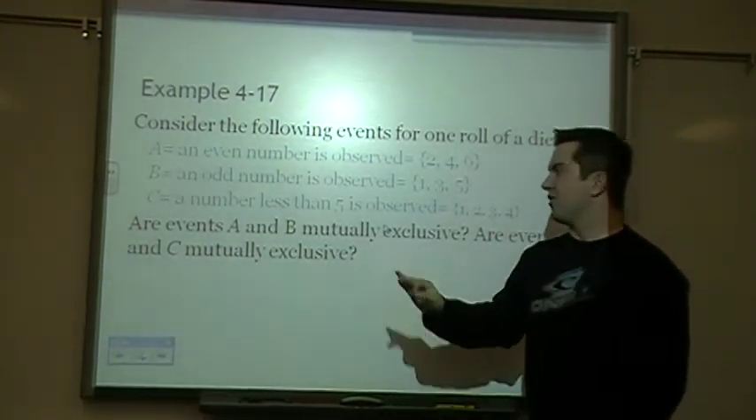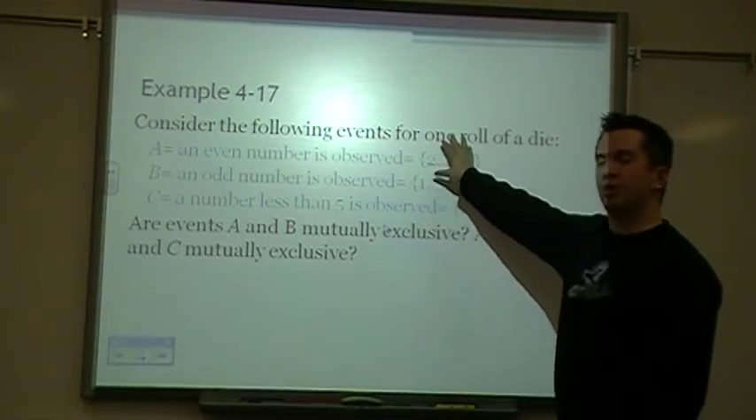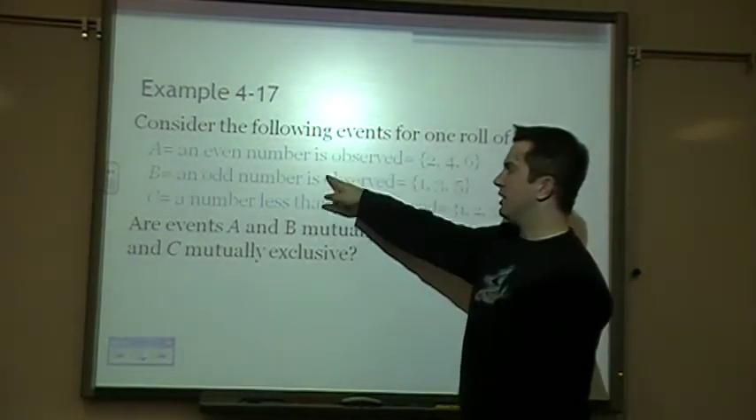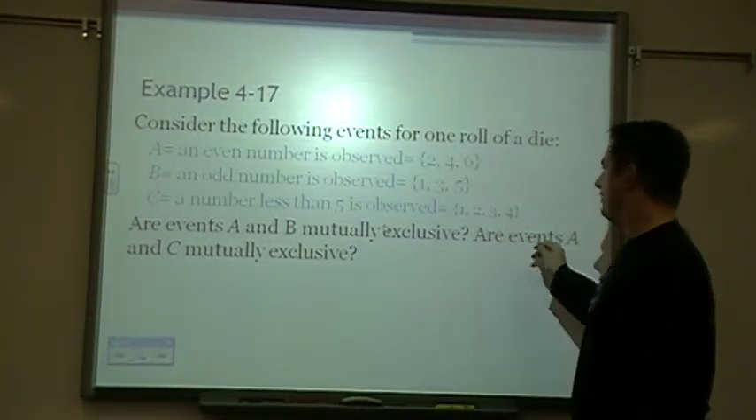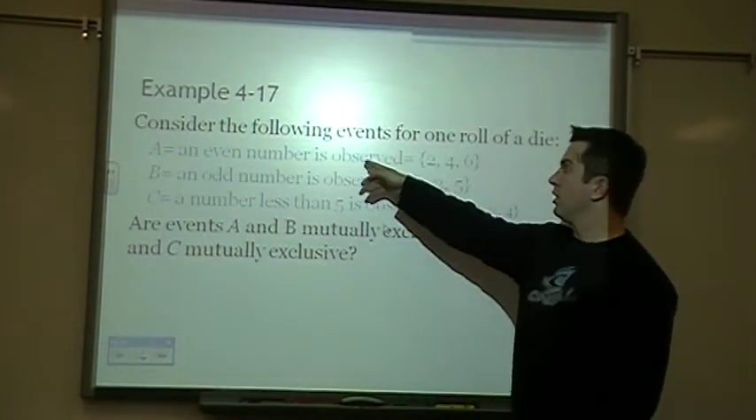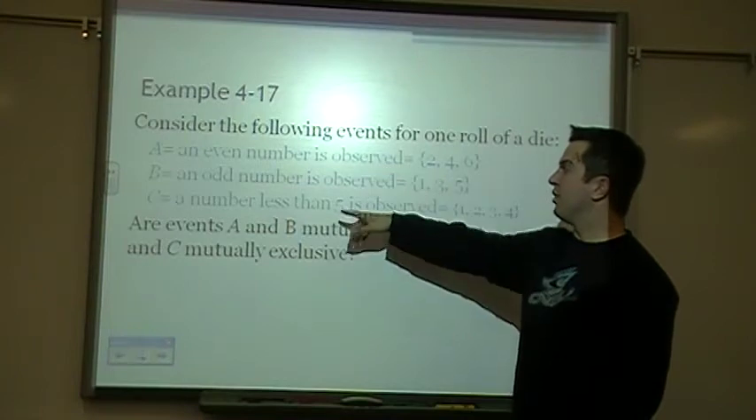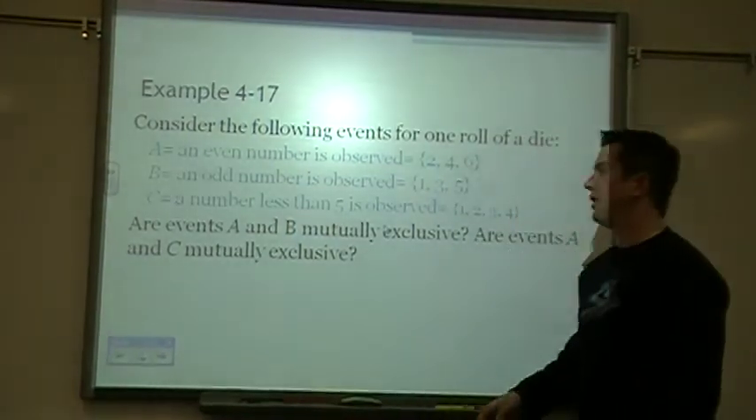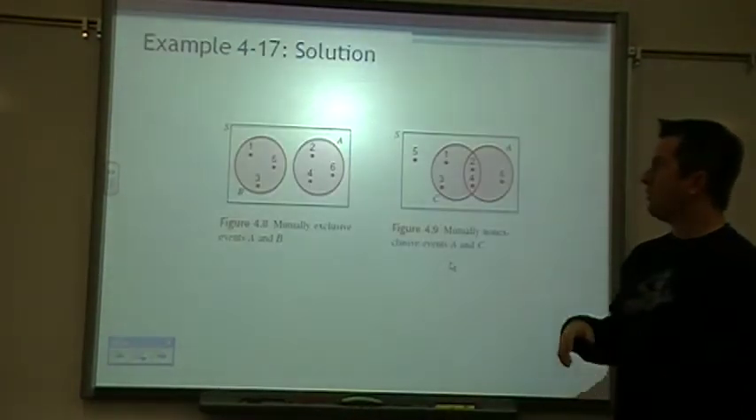So it asks us, are events A and B mutually exclusive? So even, odd numbers, are they mutually exclusive? Are events A and C mutually exclusive? So even number observed and a number less than 5 observed. So that's what we want to answer. Well, let's look at it.